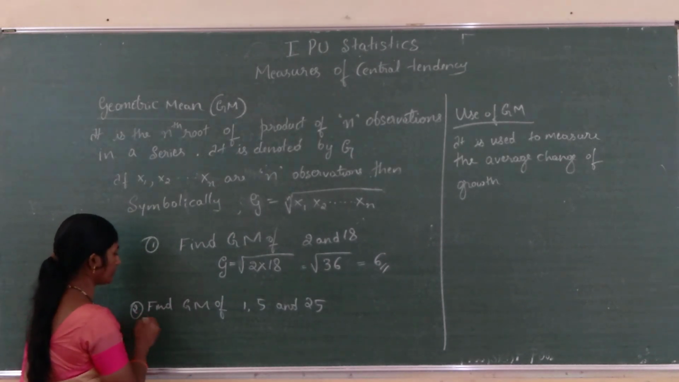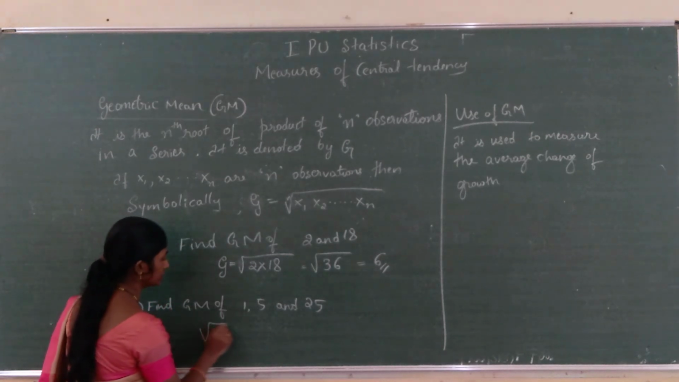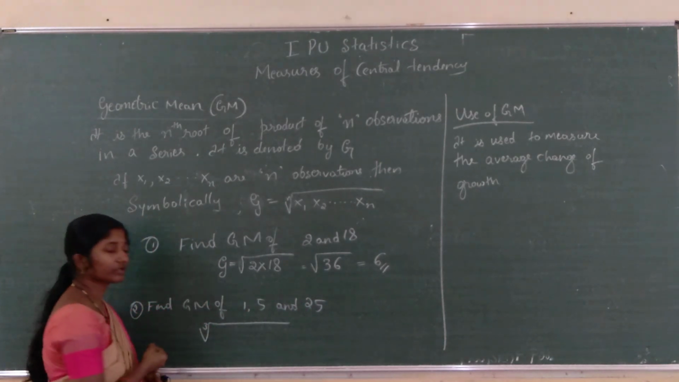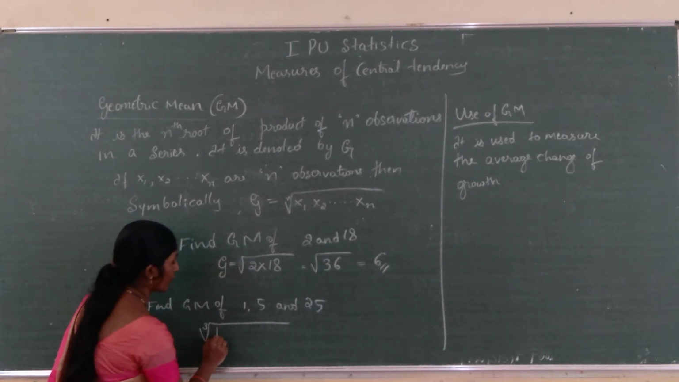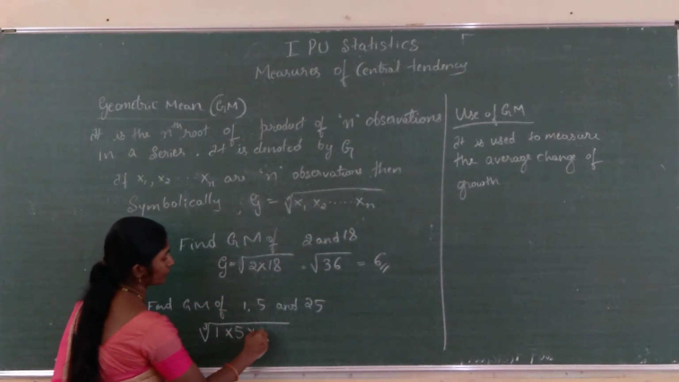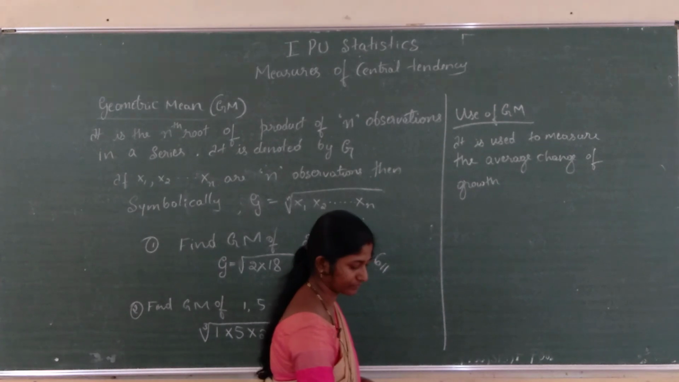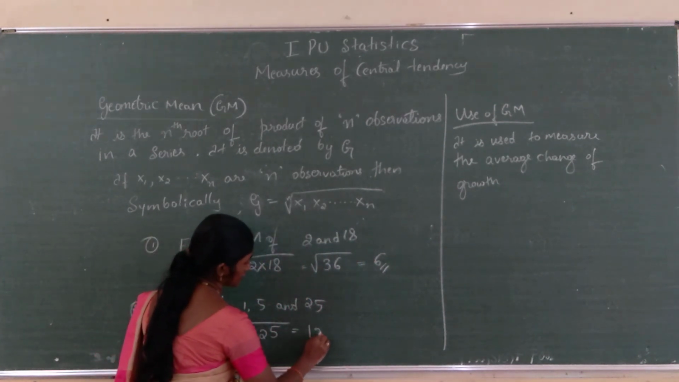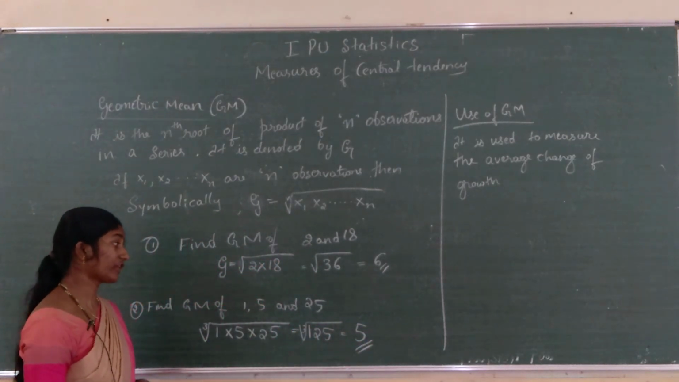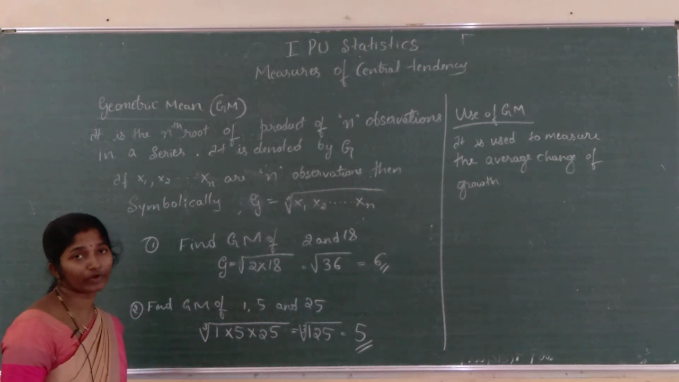Now, another problem. Find the GM of 1, 5 and 25. Here there are three values, therefore we have to write the cube root of 1 into 5 into 25, that is x1 into x2 into x3. 1 into 5 into 25 gives 125. The cube root of 125 is 5, because 5 into 5 is 25, and 25 into 5 is 125.